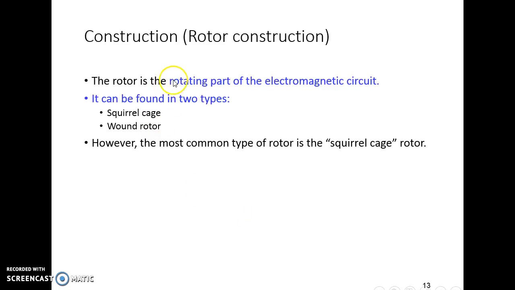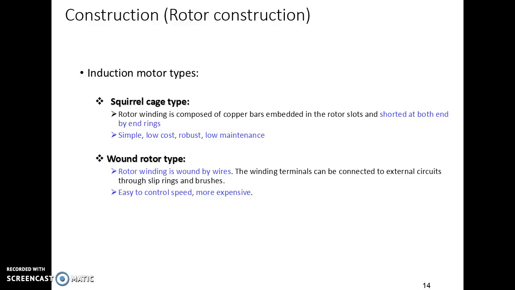The rotor is the rotating part of the electromagnetic circuit. It can be found in two types, squirrel cage and wound rotor. However, the most common type of rotor is the squirrel cage rotor. The squirrel cage rotor looks like a squirrel cage. The rotor winding is composed of copper bars embedded in the rotor slots and shorted at both ends by end rings. It is simple, low cost, robust and low maintenance. And the next type is the wound rotor type.